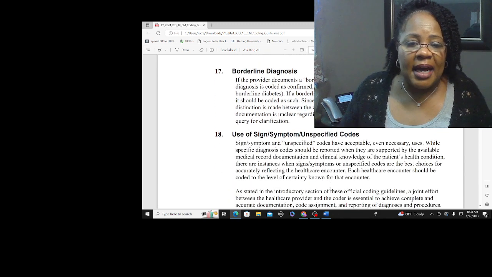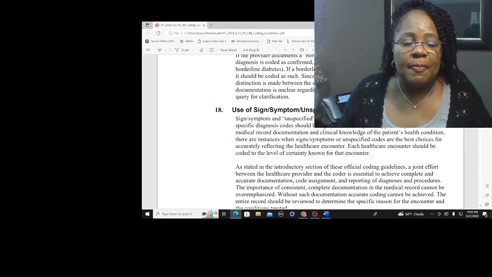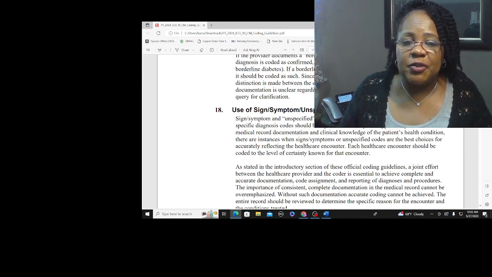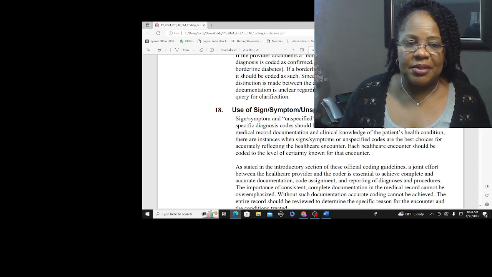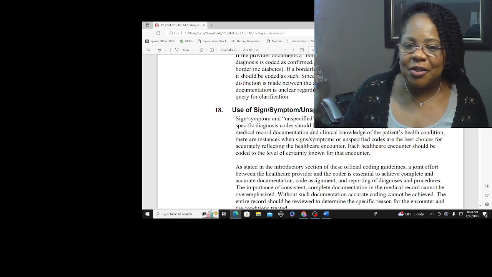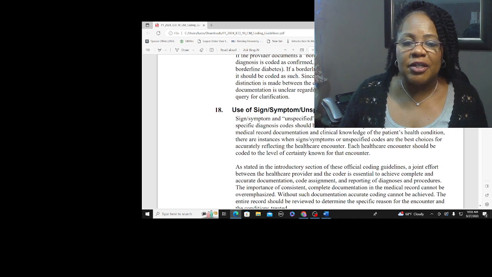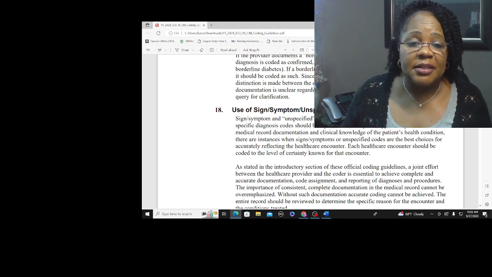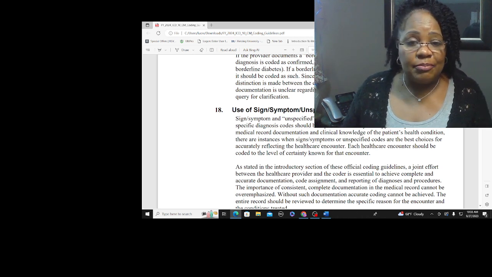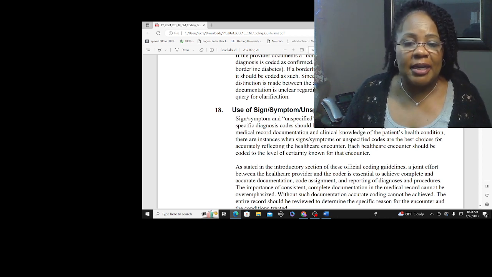All right, use of signs and symptoms, use of sign, symptoms, and unspecified codes. Sign, symptom, and unspecified codes have acceptable, even necessary uses. It says, while specific diagnosis codes should be reported when they are supported by the available medical record documentation and clinical knowledge of the patient's health condition, there are instances when signs, symptoms, or unspecified codes are the best choice for accurately reflecting the healthcare encounter.